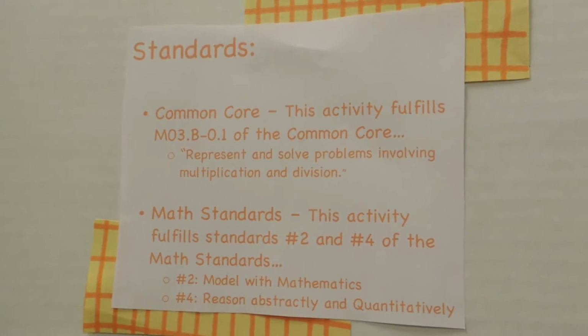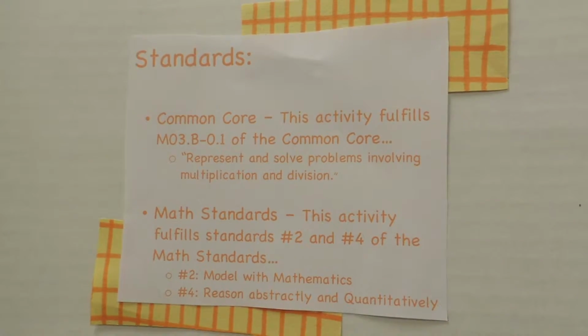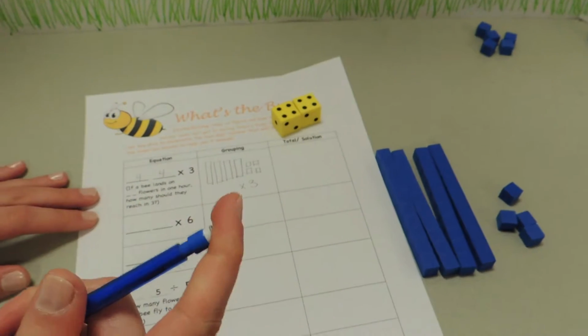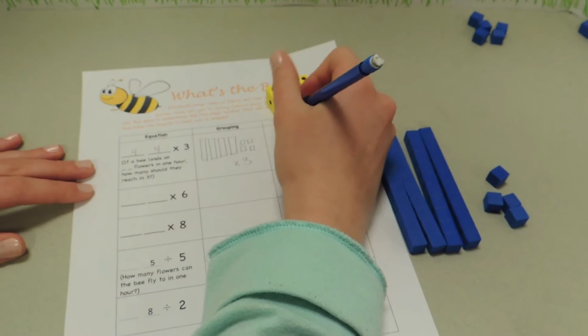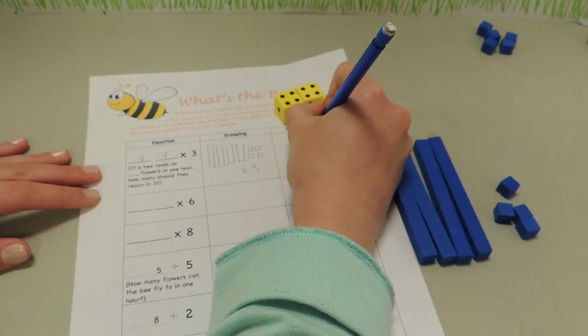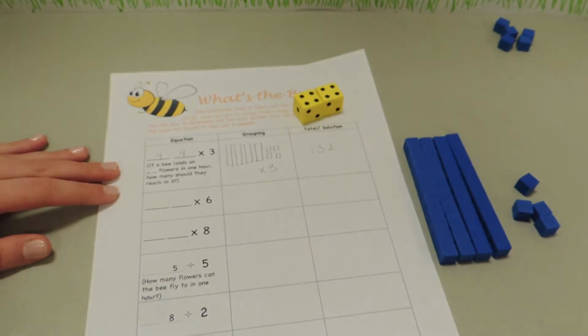This fulfills standards number 2 and number 4 in the math standards because students are modeling the problem using their materials, and then using those materials to reason abstractly and quantitatively. So if a bee went to 44 flowers in 1 hour, that means they went to 132 in 3.